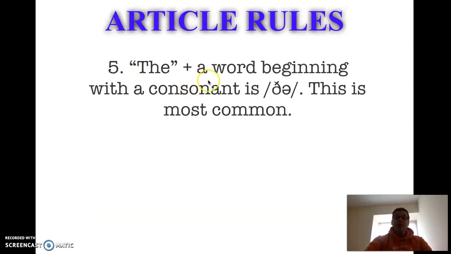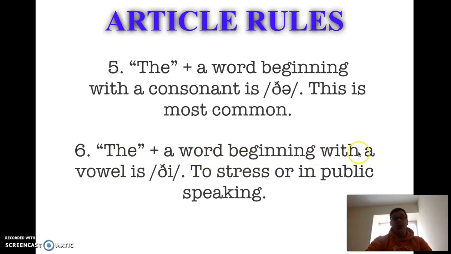The plus a word beginning with a consonant is usually thuh. This, in general, is the most common. Again, if you listen to your neighbors or friends who grew up speaking English, they're more than likely going to say thuh. However, the plus a word beginning with a vowel is traditionally thee, right? I am thee one who is teaching this class, right? That was the traditional rule. You may or may not hear that. However, again, to stress a word or an idea or to do public speaking, such as a speech and a presentation, you will probably hear thee more than just listening to your neighbors.